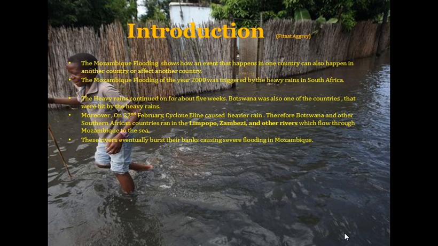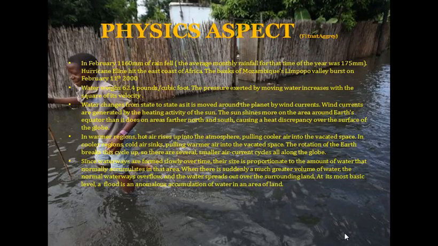In warmer regions, hot air rises up into the atmosphere, pulling cooler air into the vacated space. In cooler regions, cold air sinks, pulling warmer air into the vacated space. The rotation of the Earth breaks this cycle up, so there are several smaller air current cycles all along the globe.